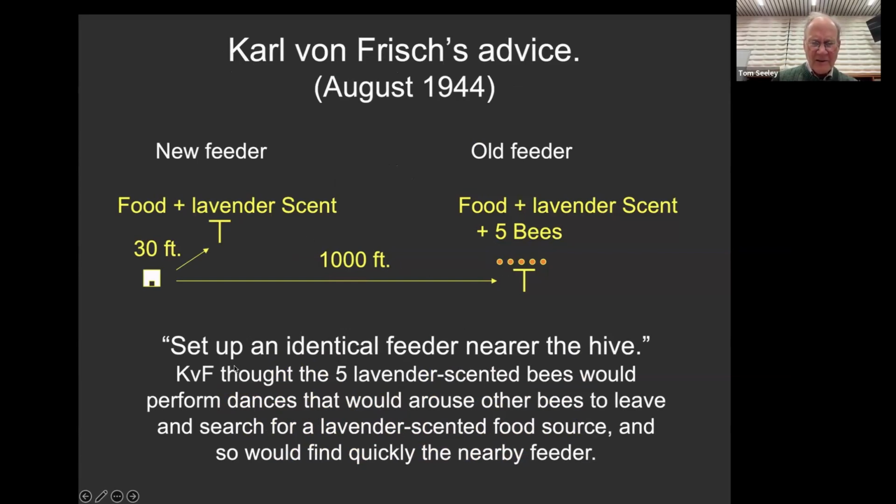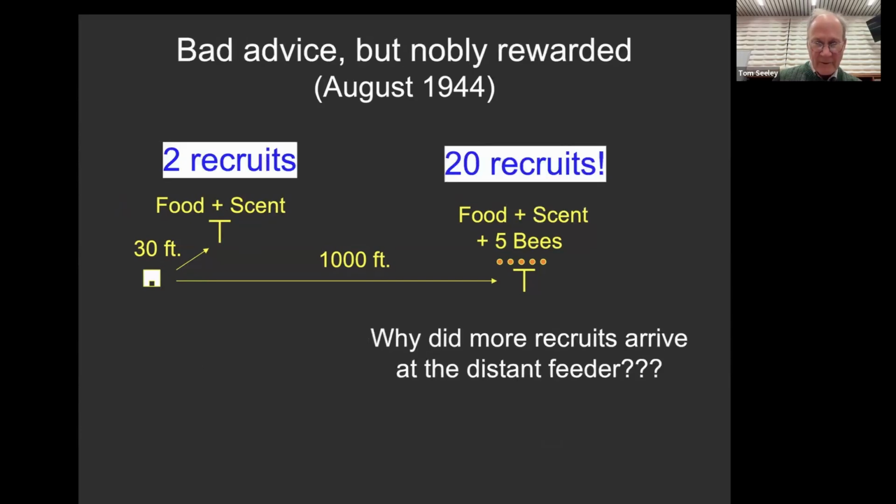Karl von Frisch thought that the five lavender-scented bees would perform dances that would arouse other bees to leave and search for a lavender-scented food source, and so would quickly find the nearby feeder. Because after all, it was only 30 feet from the hive, where it wouldn't be hard to find. So she did this, but what happened?